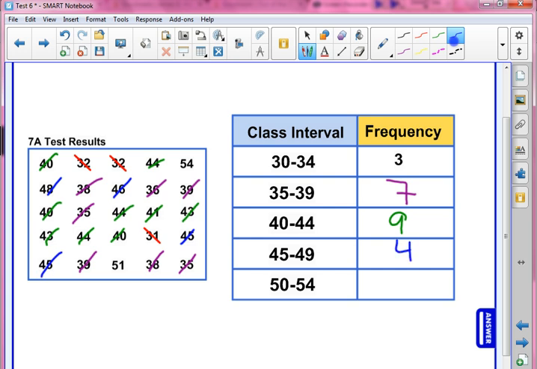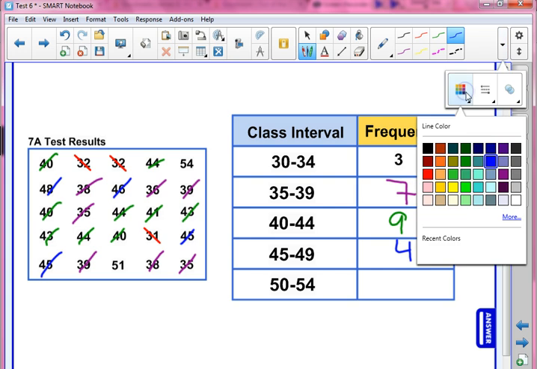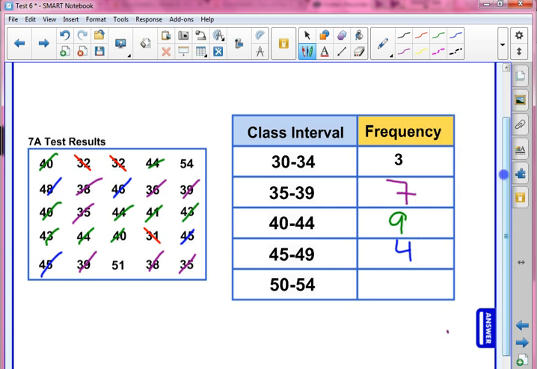And lastly, I'm going to count the numbers that are between 50 and 54. So I have 54, 1, 51, 2. So you literally just count the numbers that are in the frequency. All right.